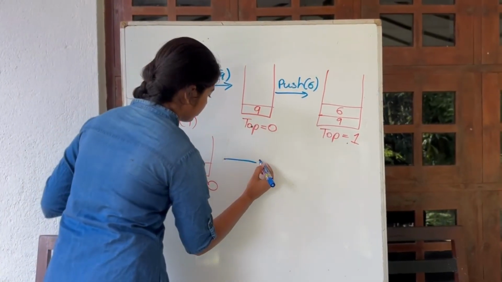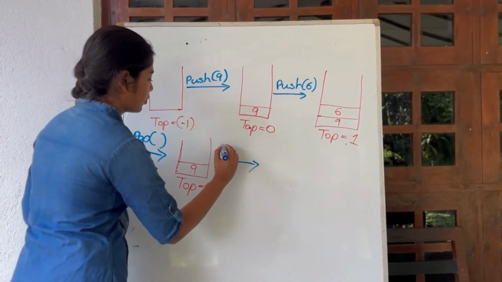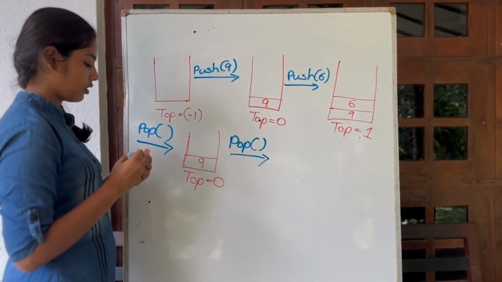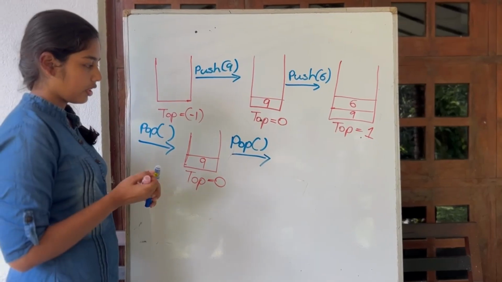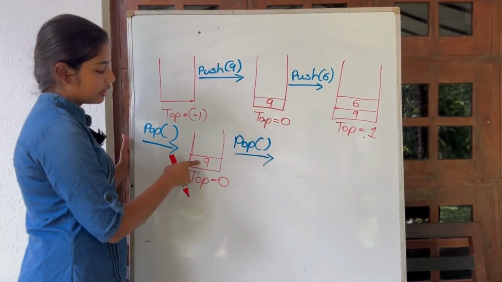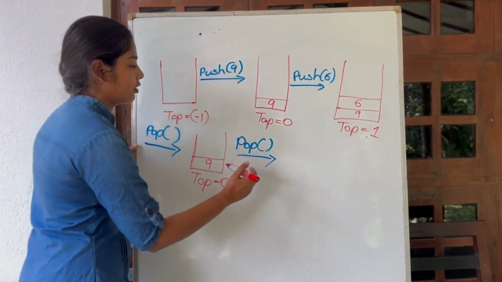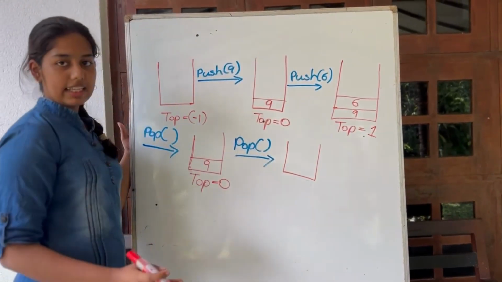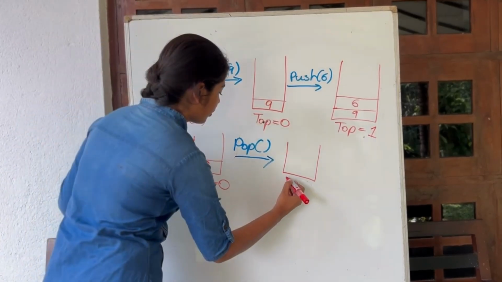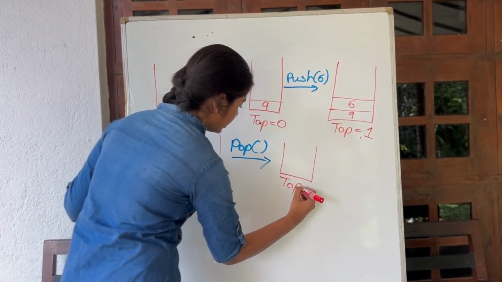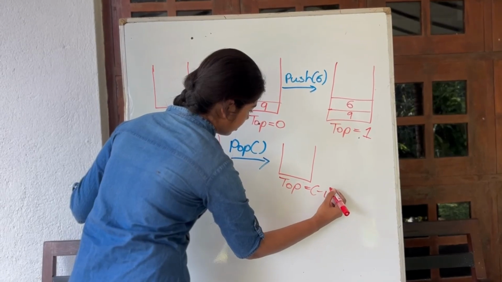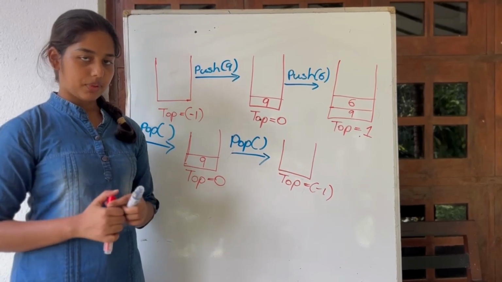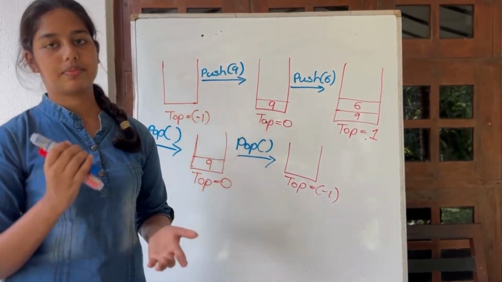Okay. Next, I'm going to pop again. Now the 9 is going to be removed and the stack is empty. Because of that, the top is again going to be -1. That is how the pop operation works.